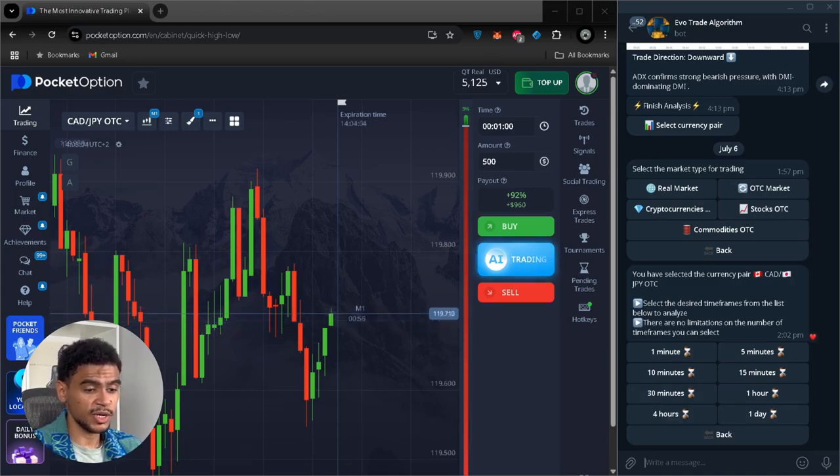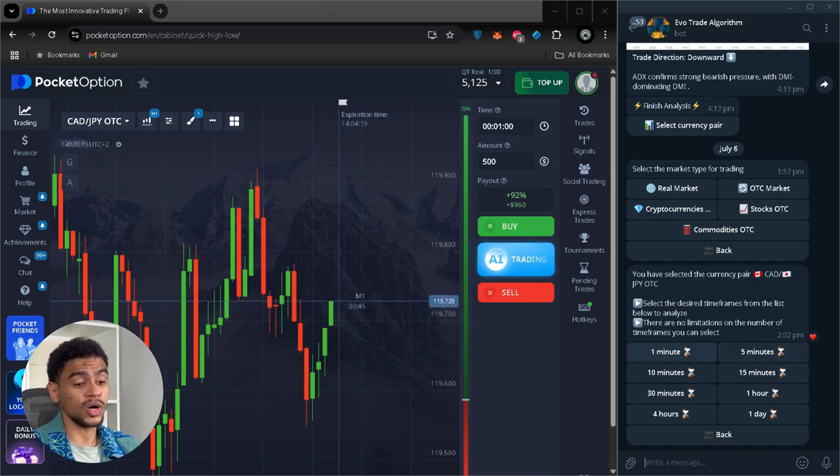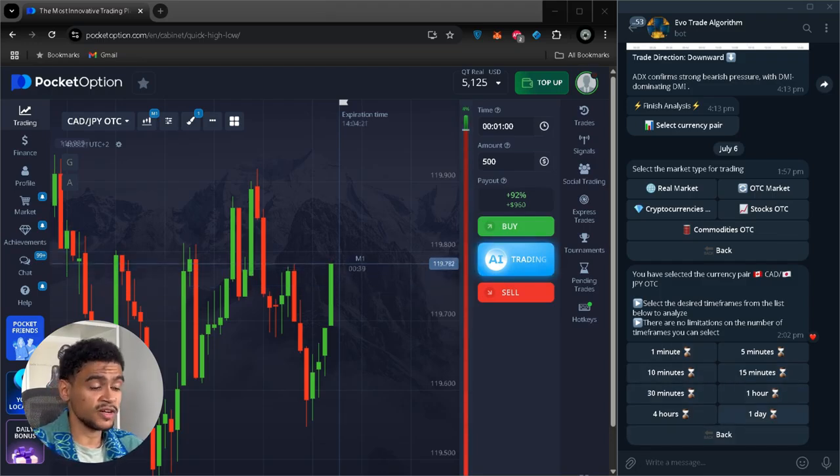We have 8 time frames ranging from 1 minute to 1 day, so you can select any of these, whatever is closer to you. For example, if you want to trade on 3 minutes, you can select 1 minute or 5 minutes. I would select 5 minutes. If you're trading on 1 minute, you can do 1 minute, and if you do 15, 20, 30 minutes, basically whatever your expiration time is suitable for you, you can select it from here.